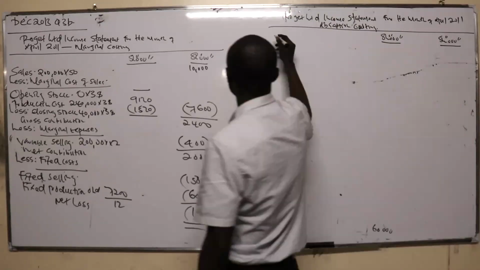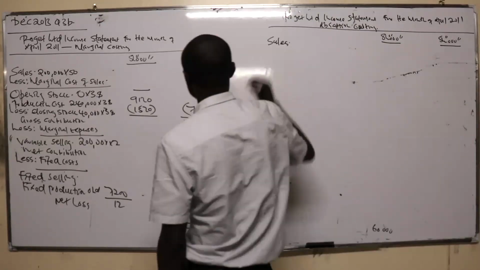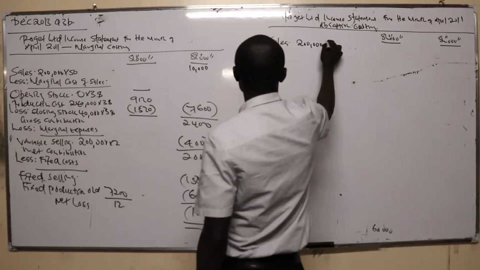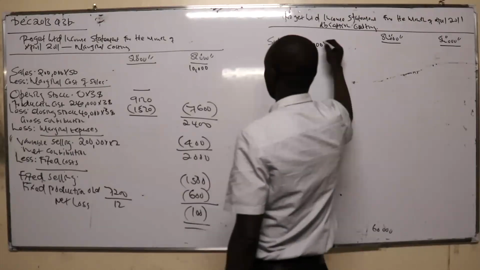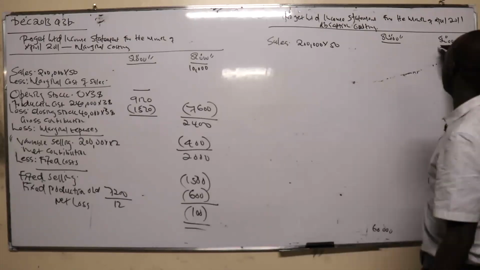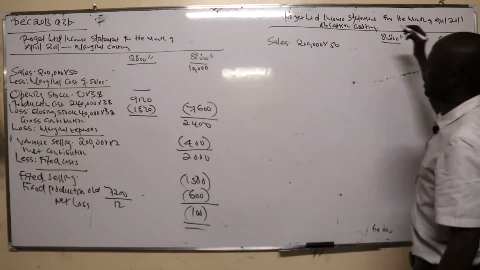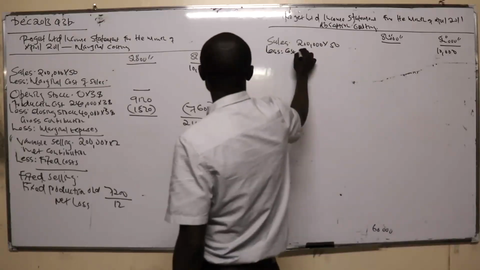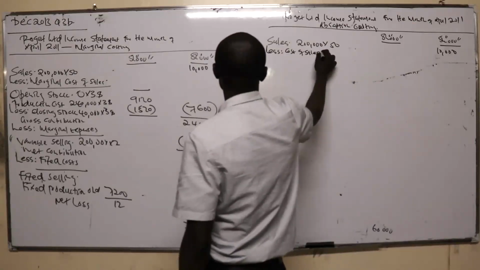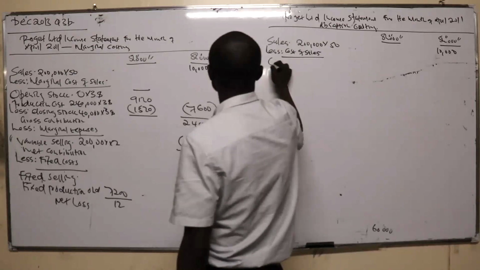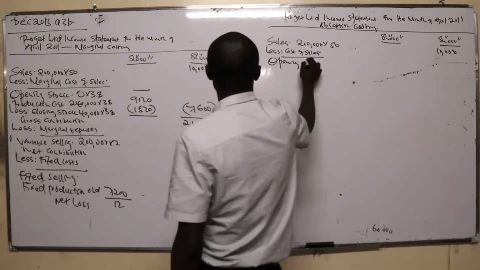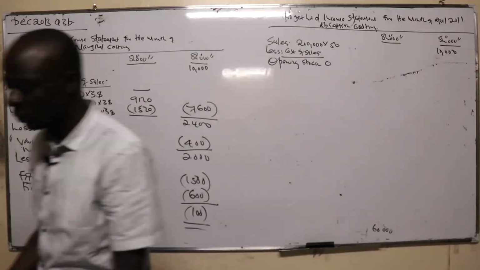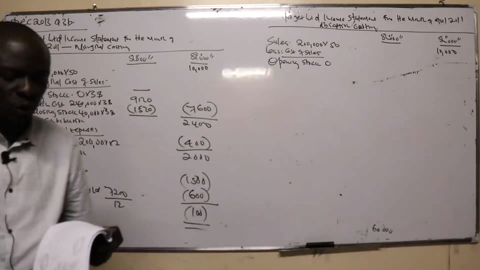So we have the sales figure here. The sales figure will still remain 200,000 units. And then you multiply by 50. This one will still give you 10,000. And then here you less cost of sales. So you have the opening stock. Some question will have the opening stock. In this question, we do not have the opening stock.